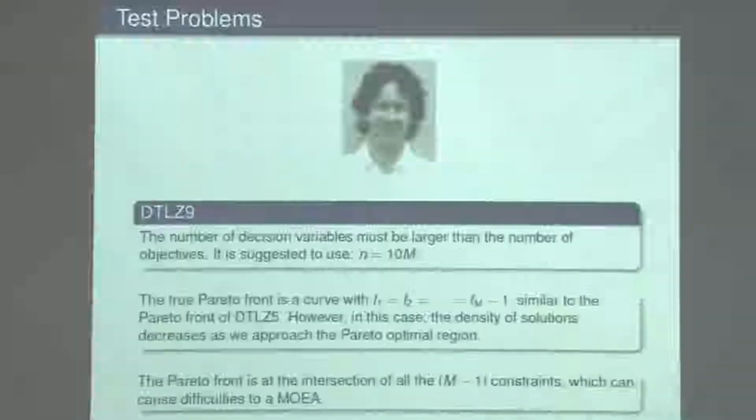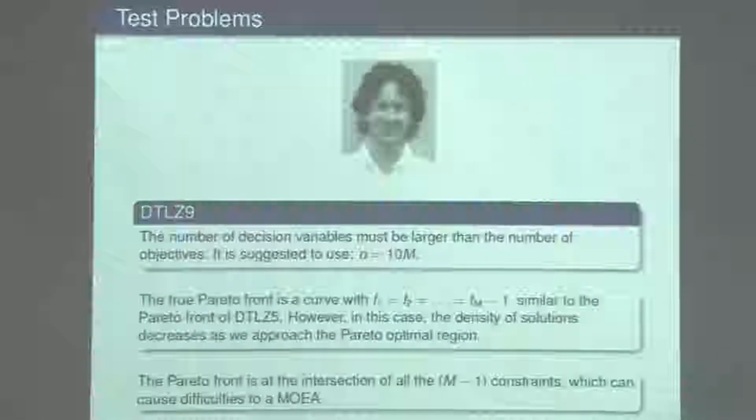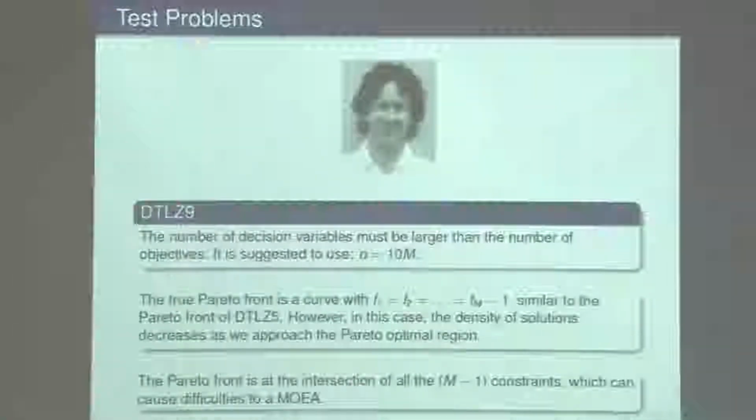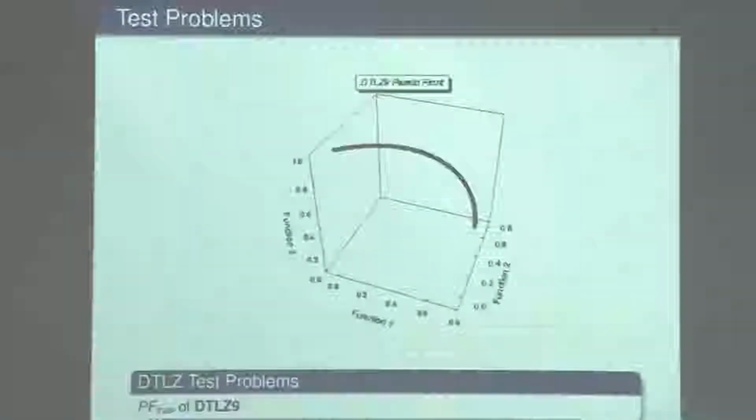DTLZ9. So normally the number of decision variables is 10 times the number of objectives. And the true Pareto Front is a curve, similar to DTLZ5, but the density of solutions decreases as we approach the Pareto optimal region. So here the Pareto Front is at the intersection of all the constraints, which is meant to be the difficult part. So it looks very complicated to reach.